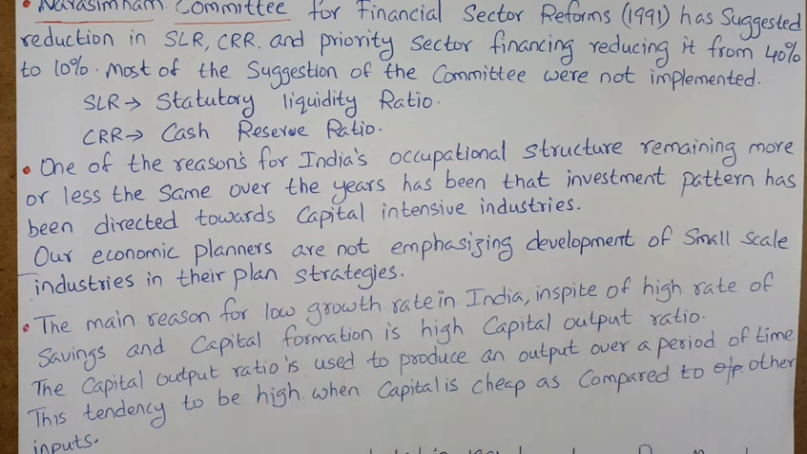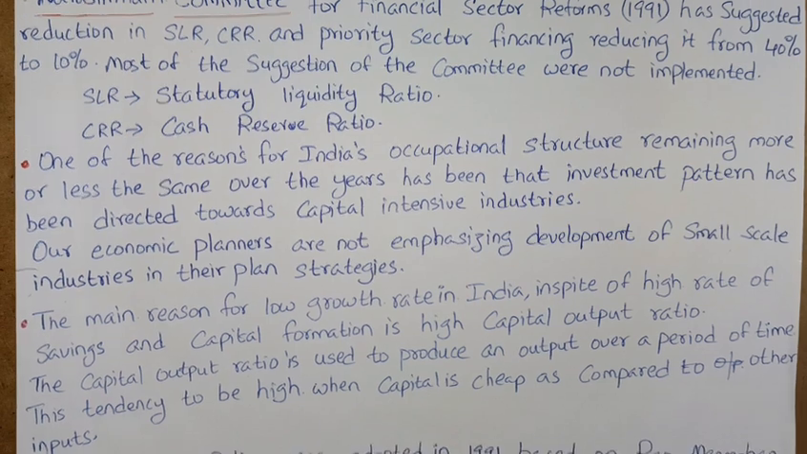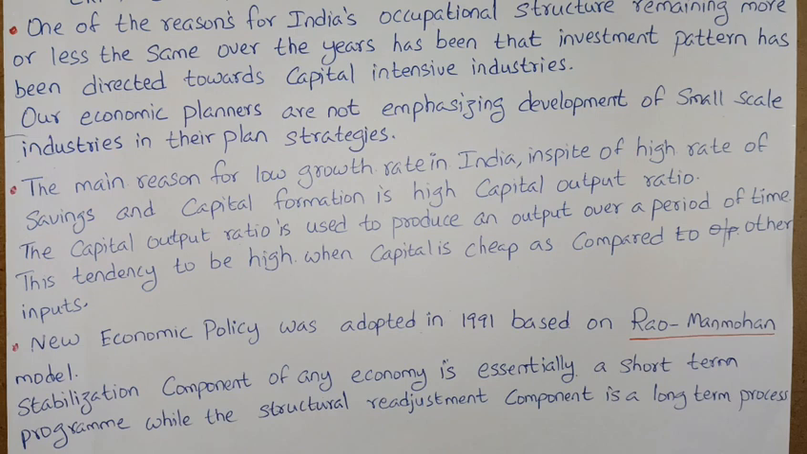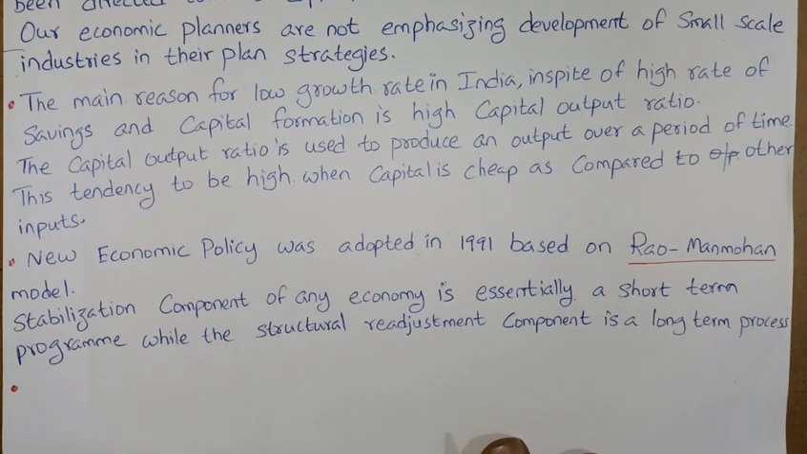So all these things we can understand as part of our economic development or economic policy. The capital output ratio is the capital used to produce an output over a period of time. This tends to be high when capital is cheap compared to other inputs. New economic policy was adopted in 1991 based on the Rao Manmohan model. The stabilization component of any economy is essentially a short-term program, while the structural readjustment component is a long-term process.